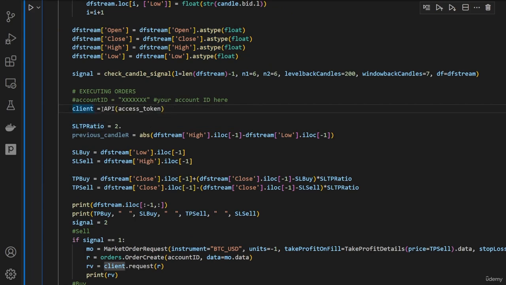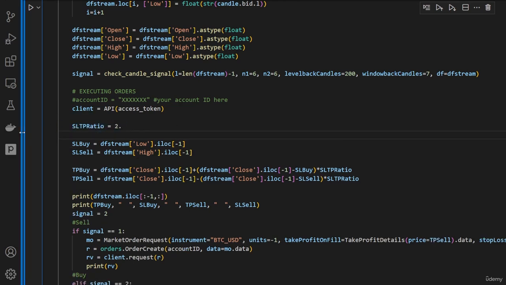And now we need to provide some functions to execute the orders and open the positions on the market. So the client is equal to API function to the access token. The stop loss take profit ratio is going to be equal to 2, so that's something that you want to fine tune. That's related to the strategy you're trying to code and to implement. Then this line is not needed now, so we're not using it.